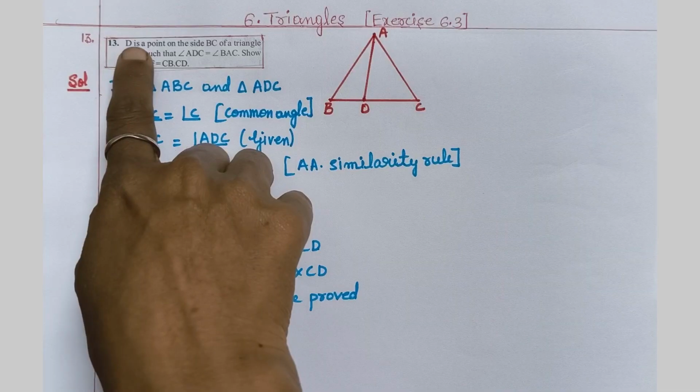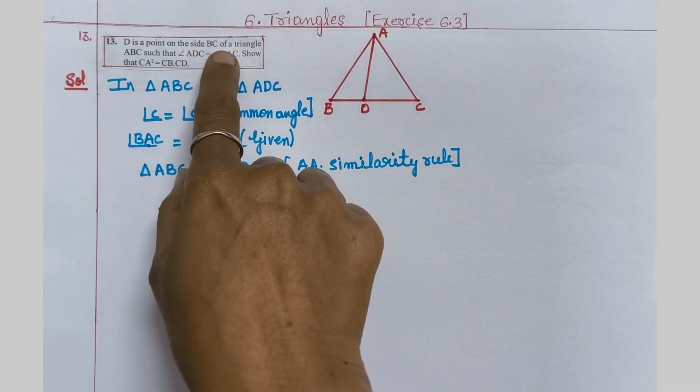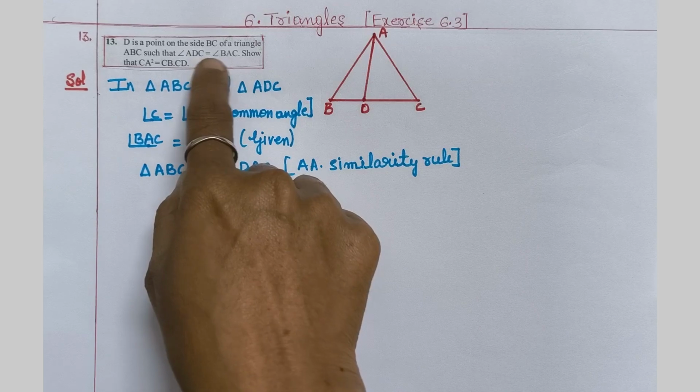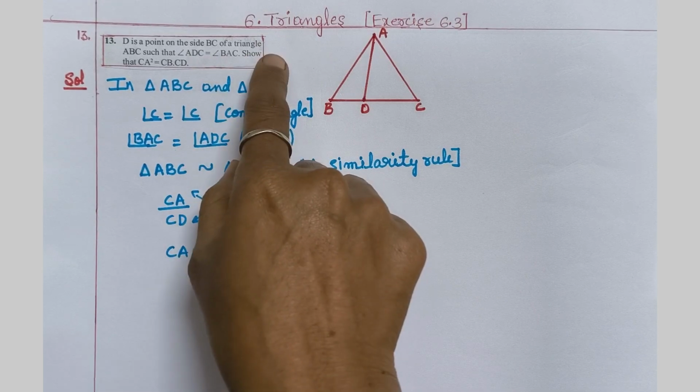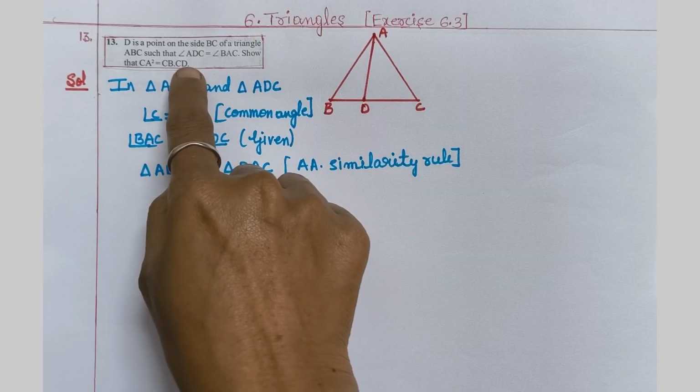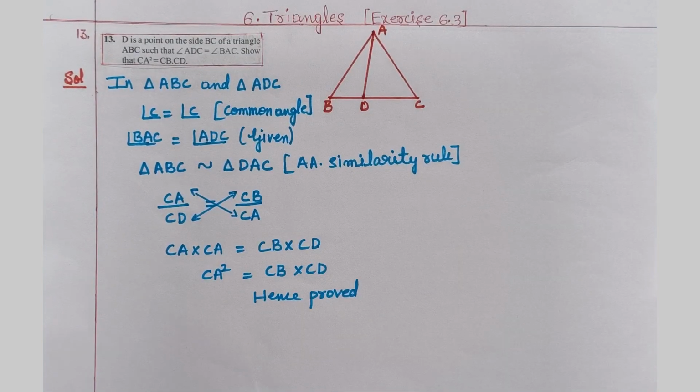See here, beta, what is the question? D is a point on side BC of a triangle ABC such that angle ADC is equal to angle BAC. We have to prove CA square is equal to CB into CD. This is the question. So now we will draw the diagram.